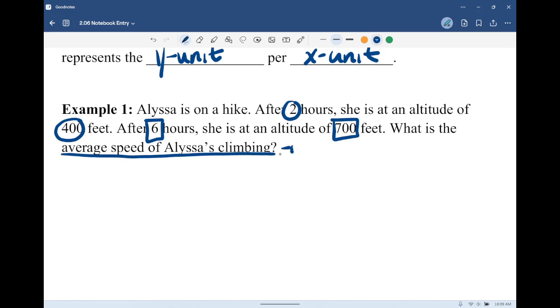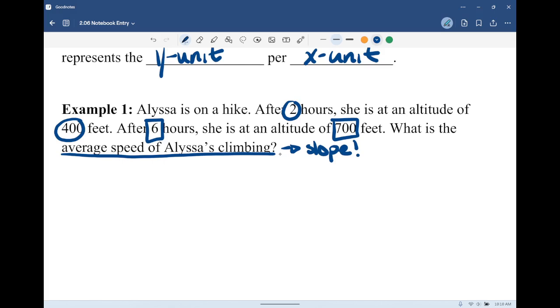Thank you very much. So, a few things. As he's read, I have gone through and I have been annotating. I am circling the 2 and the 400. The reason I circled those and then put boxes around 6 and 700 is that each pair that's annotated the same creates a coordinate point. 2 hours, 400 feet. 6 hours, 700 feet. And then when we see what's the average speed, this is slope. This is asking us, okay, what is the slope?